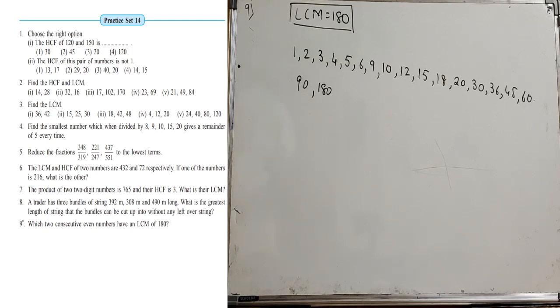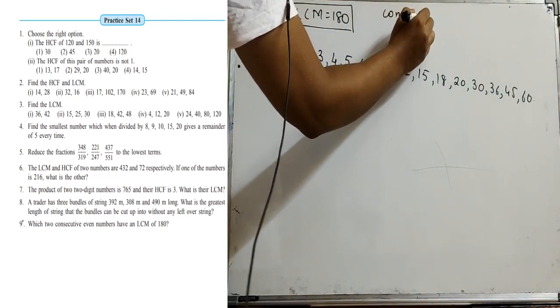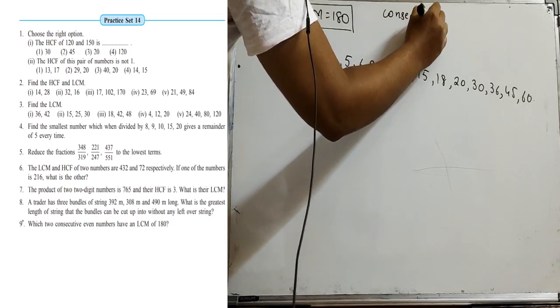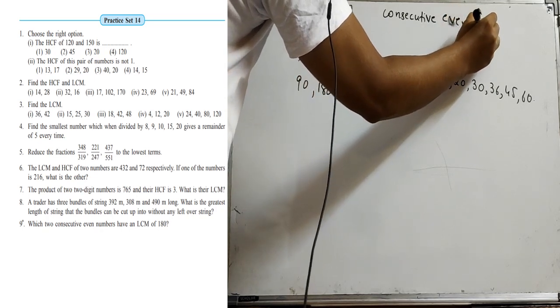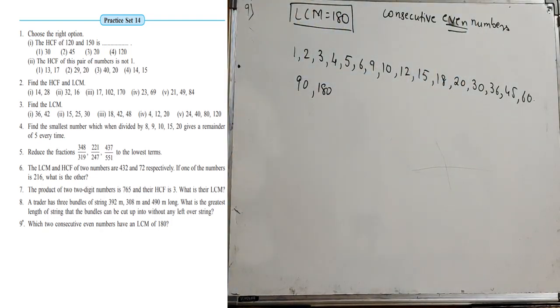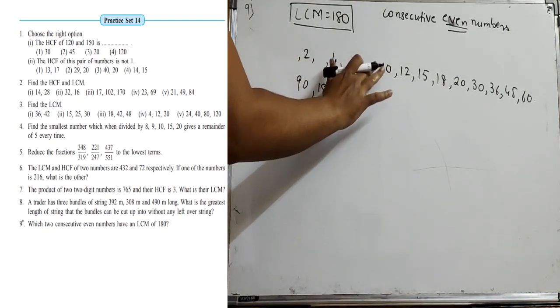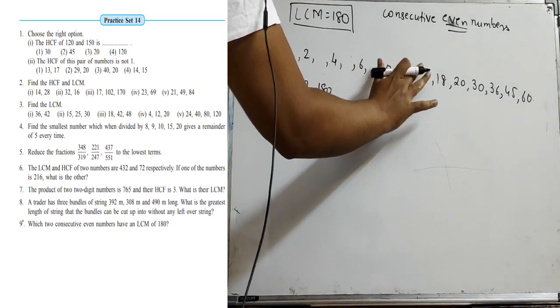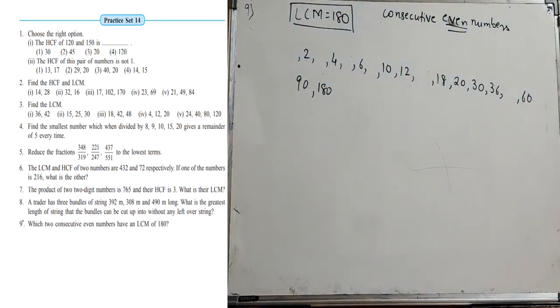Now we need consecutive even numbers. Okay, so we need even numbers. So what we are going to do is take down all the odd numbers from here. So these are the odd numbers which we are taking out. 15. Okay. So once we have taken down all the odd numbers, we have got the even numbers.